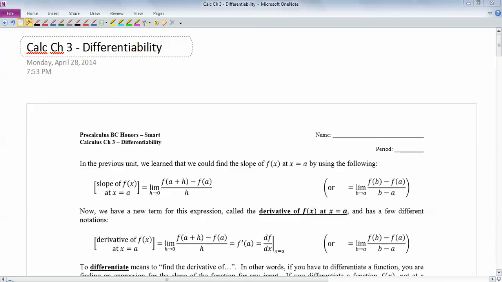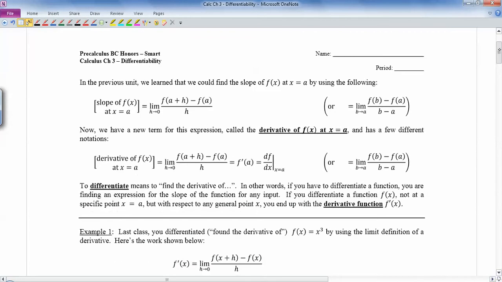Okay, so in this video, we're going to start the differentiability handout. The first part of the handout is just some explanation. One of the things is this limit definition for slope at a specific point. Here's one right here, and this is the one that looks like this.